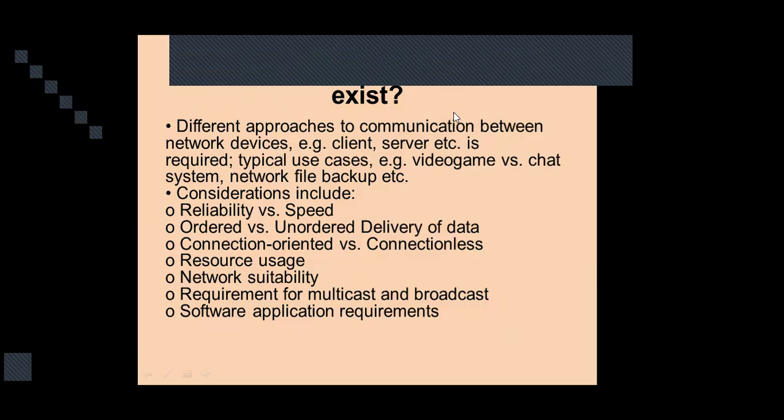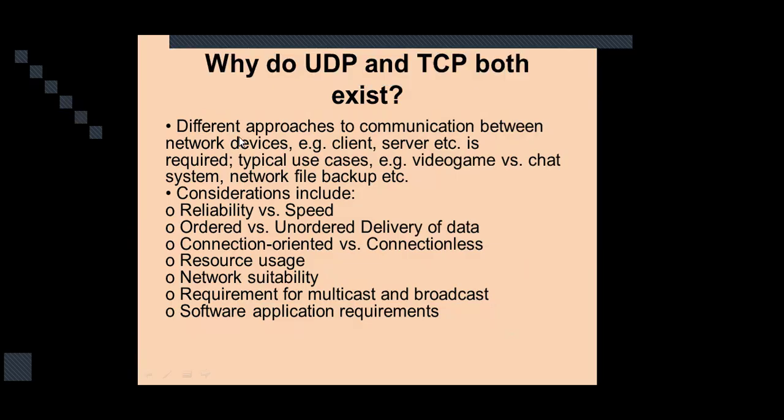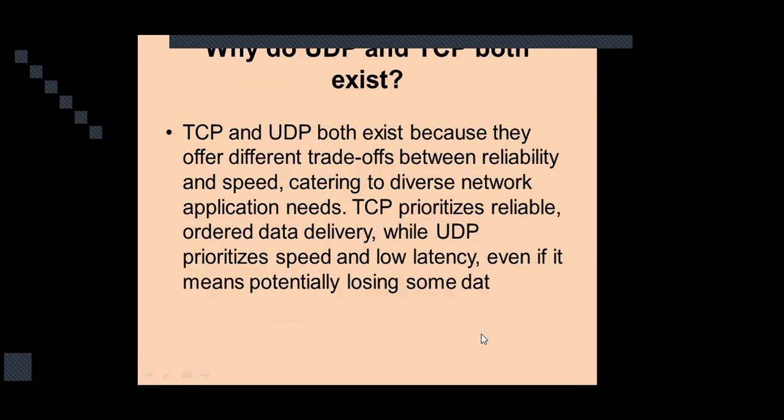Why do UDP and TCP exist? They are different approaches to communication between networks. For example, client-server is required in typical cases like video games. And there are considerations: reliability versus speed. We will consider these factors in TCP and UDP: ordered and unordered delivery of data, connection-oriented or connectionless, resource use, network suitability, requirements for multitasking and broadcast, and software application requirements.